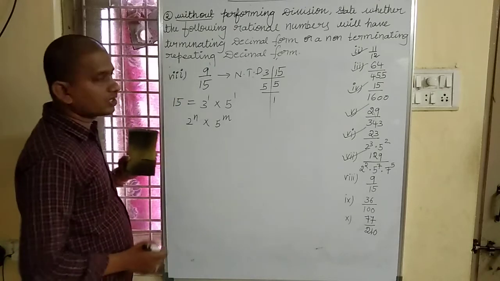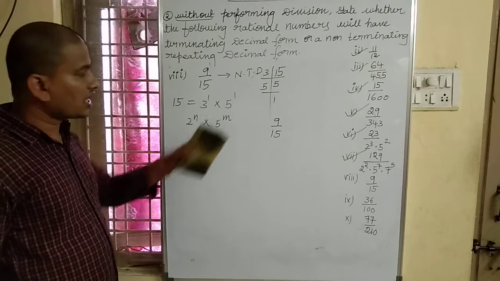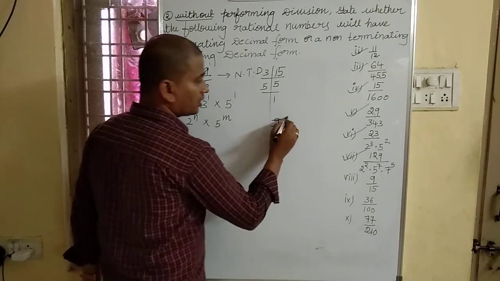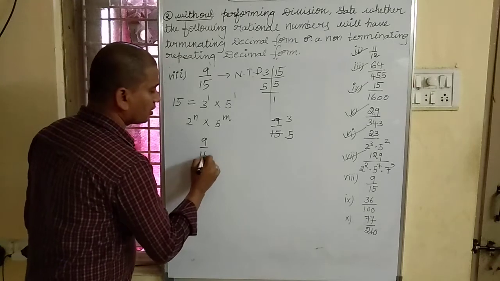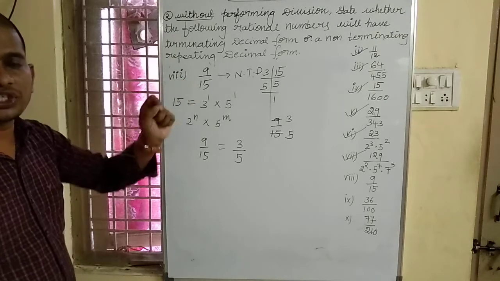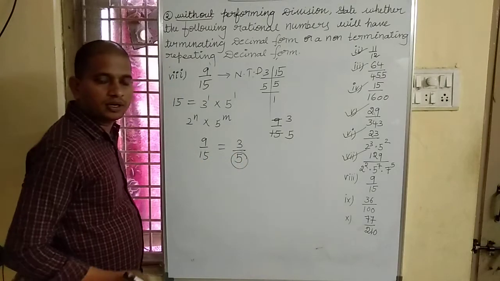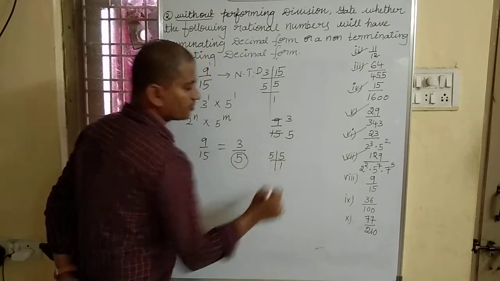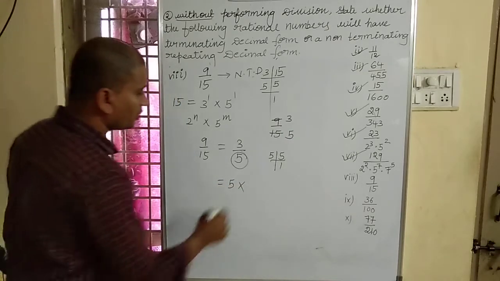Actually, this 9 by 15 is not in standard form. First of all, we have to convert it into standard form. 3 3s are 9, 3 5s are 15. So 9 by 15 I can write as 3 by 5. Here our denominator is 5. So 5 I can write as 5 into 1.